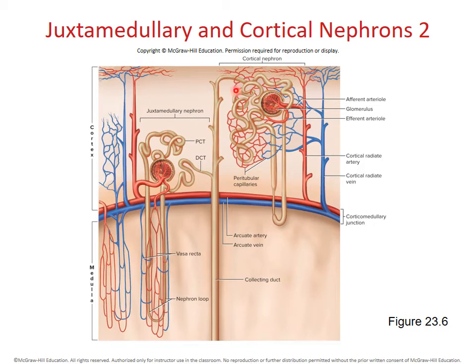Here we see a diagram of the two distinct types of nephrons that we just discussed. Again, cortical nephrons, the most common, and the glomerulus of the cortical nephrons tends to be near the surface of the kidney. Loops of Henle barely diving down into the medulla, if at all. Juxtamedullary nephrons, of course, are deeper. The glomerulus resides deeper in the cortex, and the very long loop of Henle dives deep into the medulla.